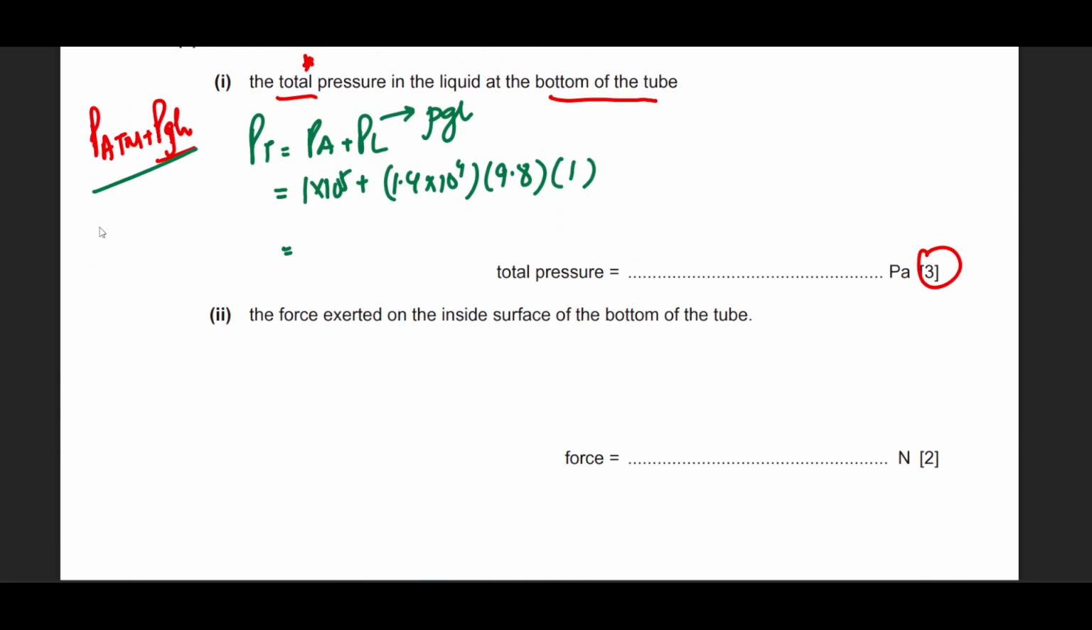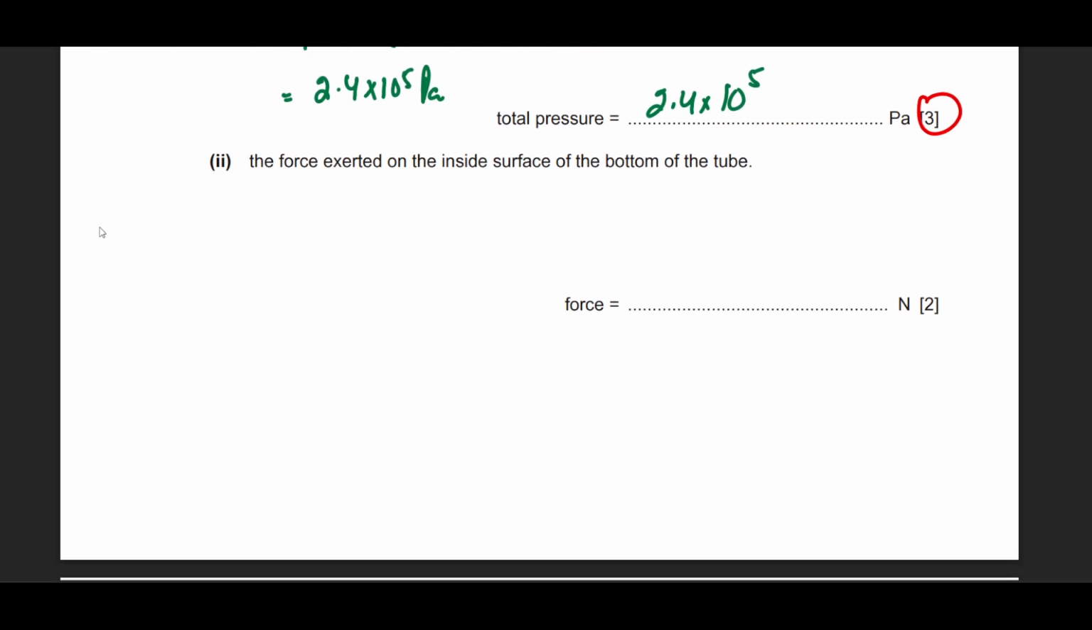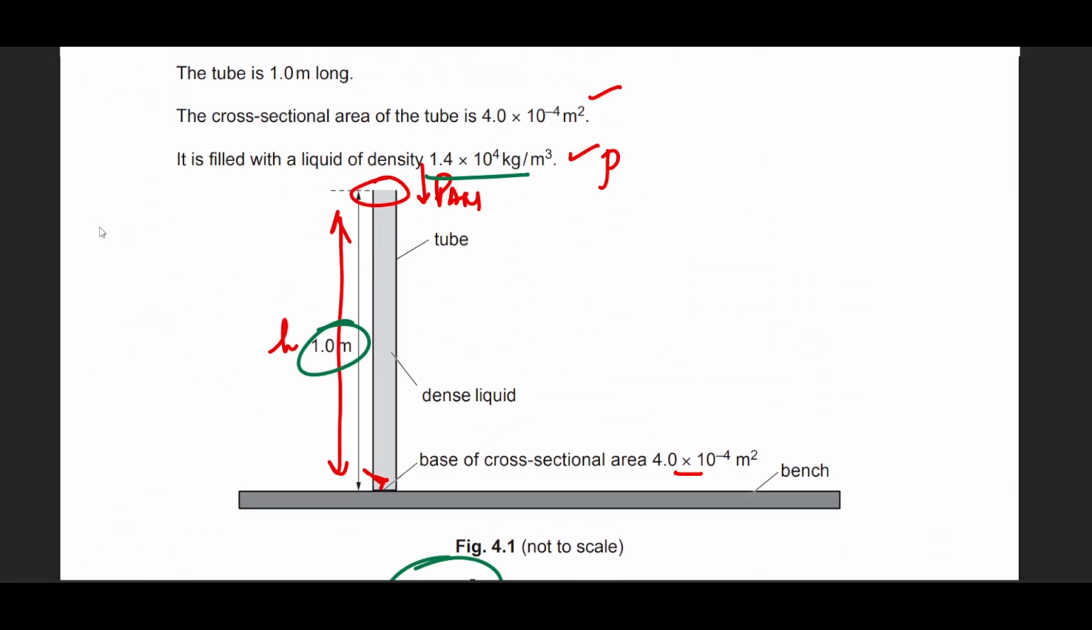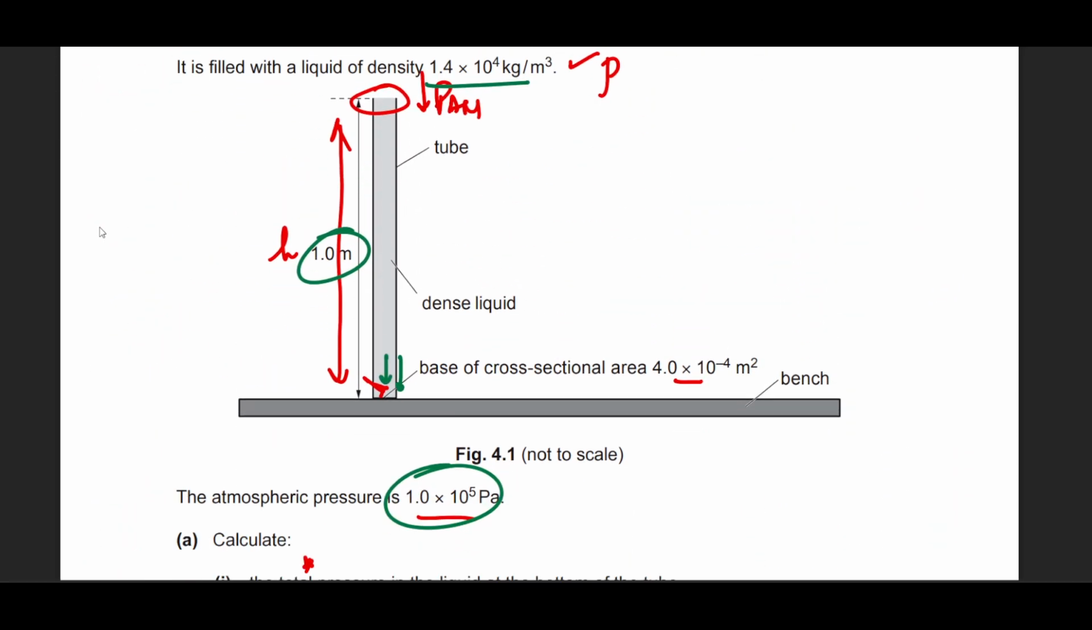When you do this, the final answer is going to come out as 2.4 into 10 raised to power 5 pascals. So this will be 2.4, to 2 significant figures, into 10 to the power 5. Now the next part is the force exerted on the inside surface of the bottom of the tube. How much force is all of this causing at the base of the liquid?